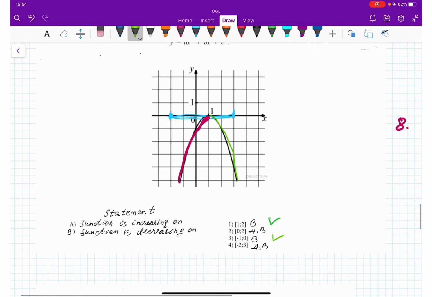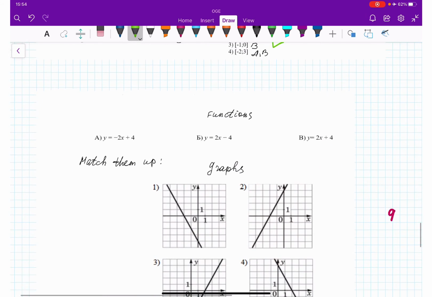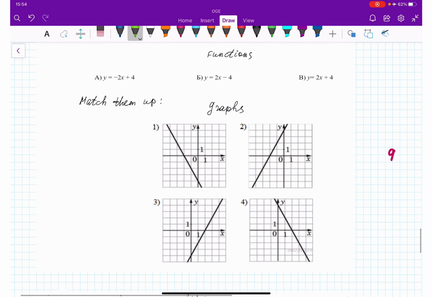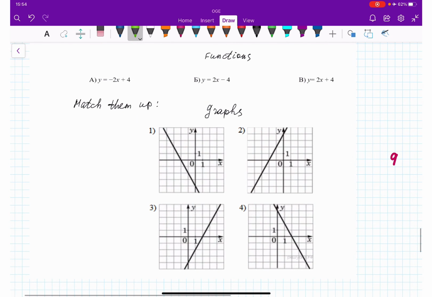Question number 9. We have here functions and their graphs. So we need to match up 4 graphs, 3 functions. Yes? A, B, and C. All right.